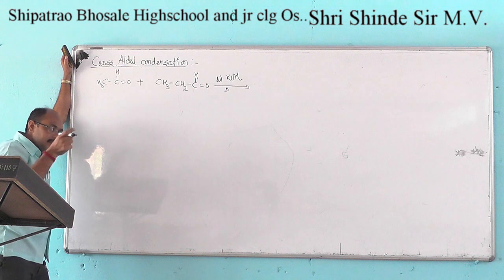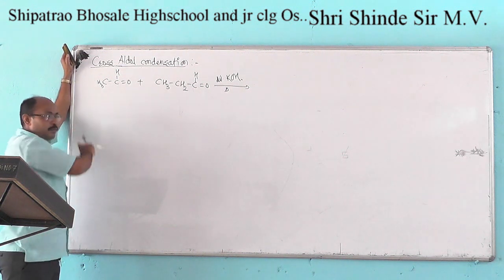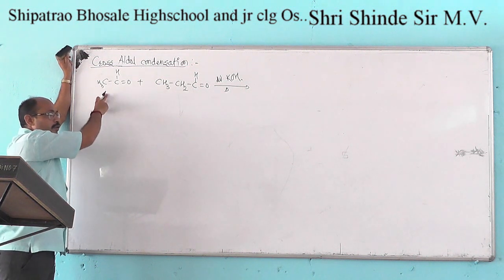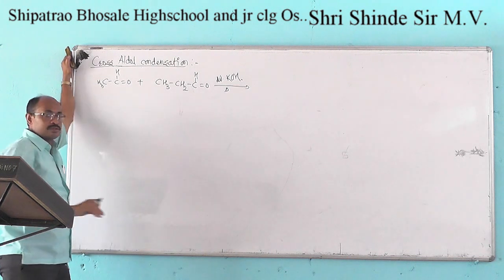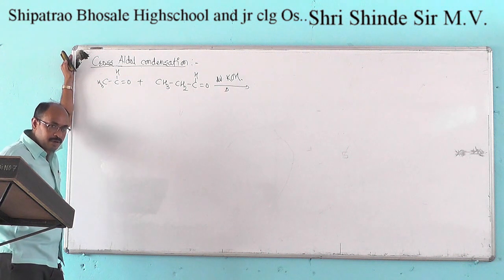So these can condense with each other. Ethanal and propanal are condensed with each other. Also, an ethanal molecule is condensed with another ethanal molecule, and a propanal molecule is condensed with another propanal molecule, to form self-condensation compounds.